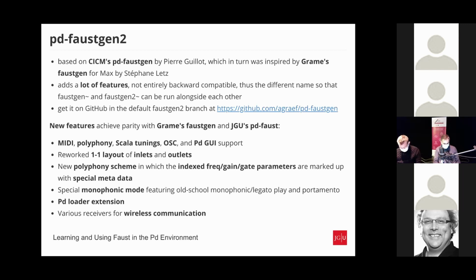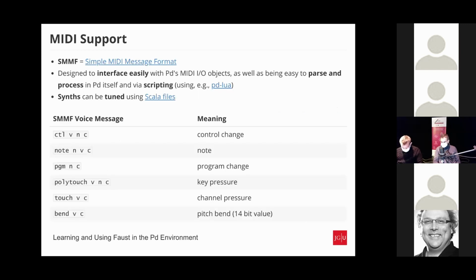And I've also added various receivers for wireless communication. So for instance, you can just send a compile message to all the Faustgen 2 objects in your patch and be done with it. You don't have to wire them up or send them to a specific object. You can send them just to all Faustgen 2 objects, and that's very convenient. So these are the main features. You can find some more details about this in the changelog in the GitHub repository.